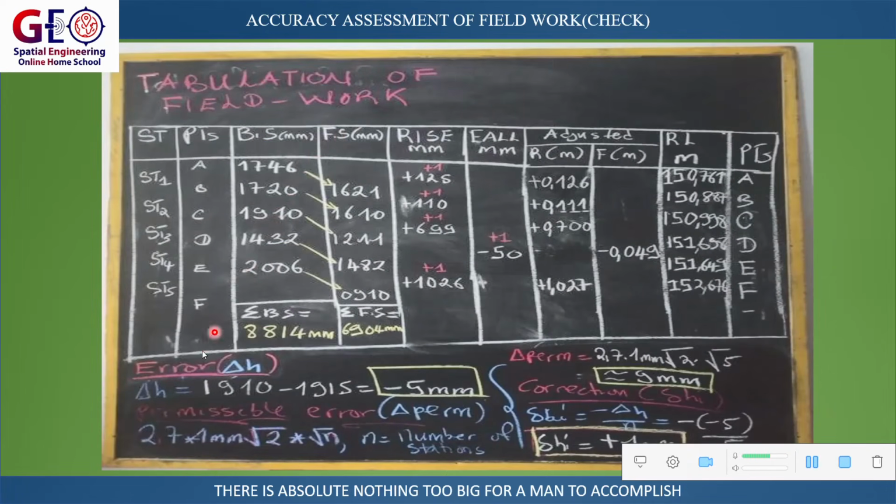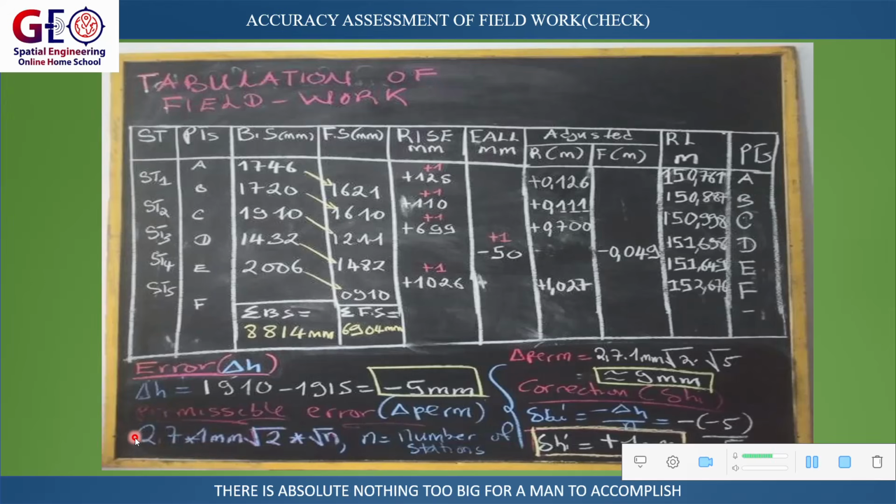Now our delta H, our error, is 5 millimeter. Now let us calculate our permissible error. Our permissible error, known as delta perm, will be plus or minus 2.7 multiplied by 1 millimeter multiplied by the square root of 2 multiplied by the square root of n. So this one, we did not put a plus or minus. There's a plus or minus in front of 2.7.